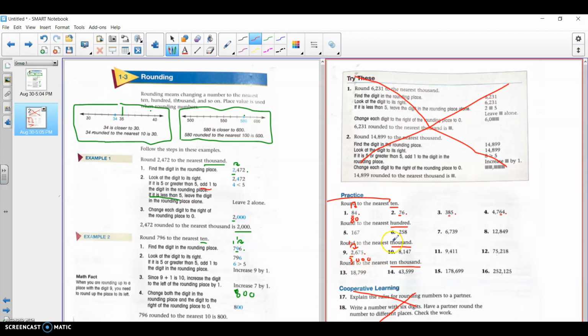2,675 when rounding to the nearest thousand is closer to 3,000 than it is 2,000. All right, you are going to finish all the other problems. Do your best. Make sure you watch this video. Make sure you use the tools. You can use the place value chart in the tools folder to help you.